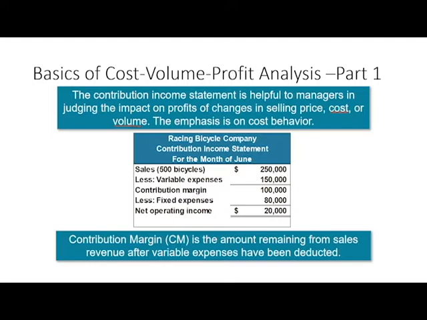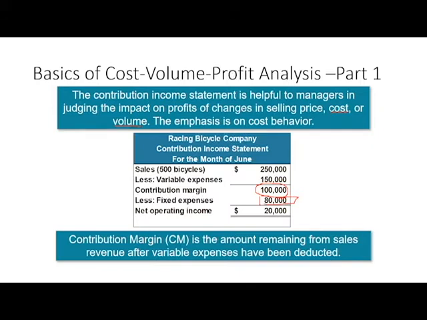This is a contribution income statement for one of the companies that produces bicycles. There are 500 units of bicycles, and the total sales for the company is 250,000, less the variable cost, and then we get the CM. The contribution margin is the sales minus the variable cost. We call this the contribution margin. And we minus the fixed cost here, 80,000, and then we get the net operating income of 20,000.